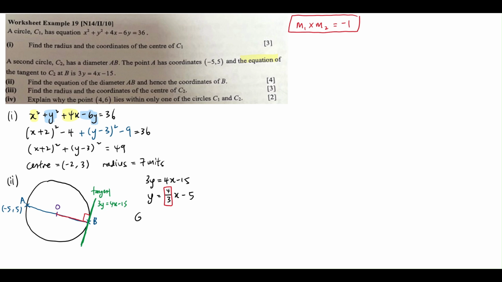So what about the gradient of the diameter AB? Because that's what I have to find out, the equation of diameter AB. The gradient of AB would then be the negative reciprocal. So 4/3 is the gradient of the green line. Now to get the perpendicular line, which is the red line, you just put a negative sign and reciprocate, which means flip the fraction. So right now, I will have -3/4 as the gradient of the diameter.